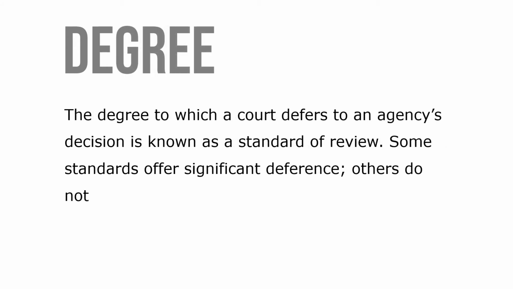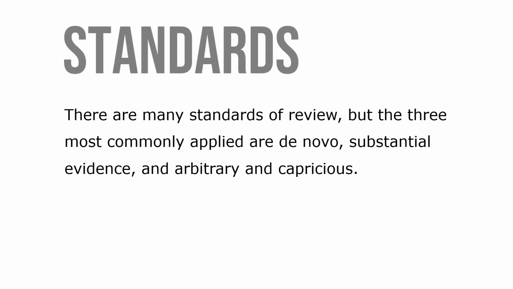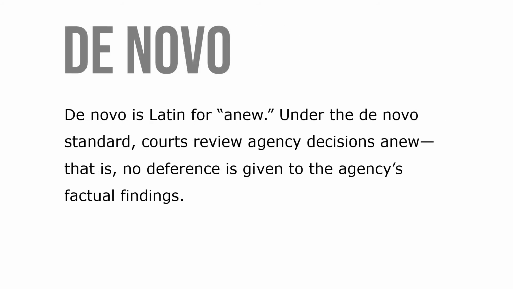The degree to which the court defers to an agency's decision is known as a standard of review. Some standards offer significant deference, others don't. There are many standards of review, but the 3 most commonly applied are de novo, substantial evidence, and arbitrary and capricious. De novo is Latin for anew. Under the de novo standard, courts review agency decisions anew. That is, no deference is given to the agency's factual finding.